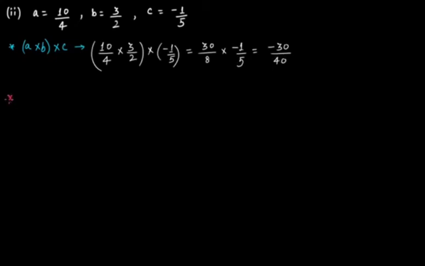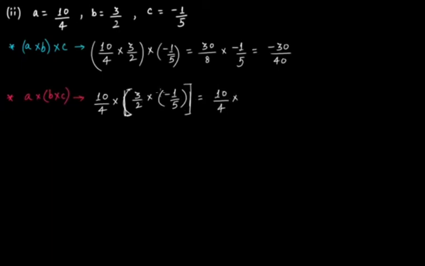Now let's solve for A × (B × C). 10 over 4 times, let's use this one, 3 over 2 times minus 1 over 5, right? So this becomes 10 over 4 times 3 times minus 1, because we have to multiply two fractions, so we simply multiply the numerators together, we get minus 3 over 2 times 5 is 10, so we again get 10 times minus 3 is 30, 4 times 10 is 40, so minus 30 over 40 we got here from A × (B × C), and minus 30 over 40 is what we get from (A × B) × C.